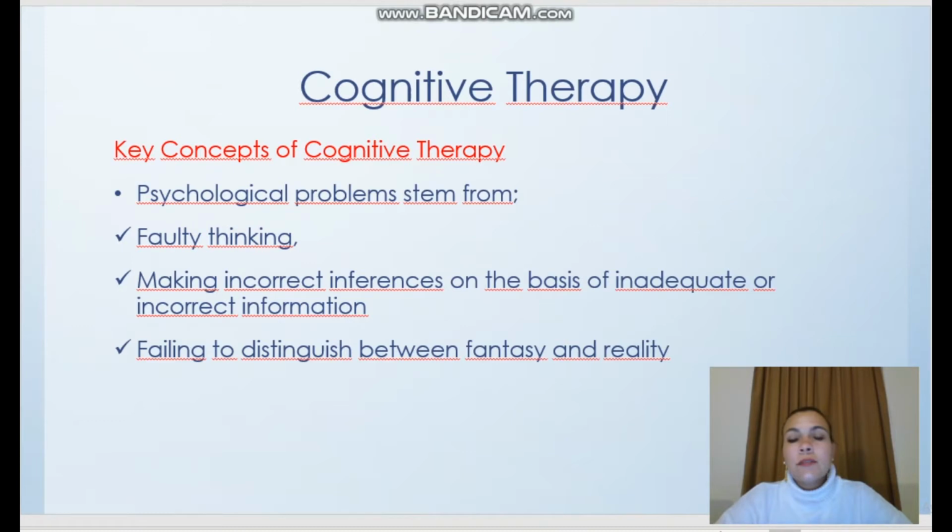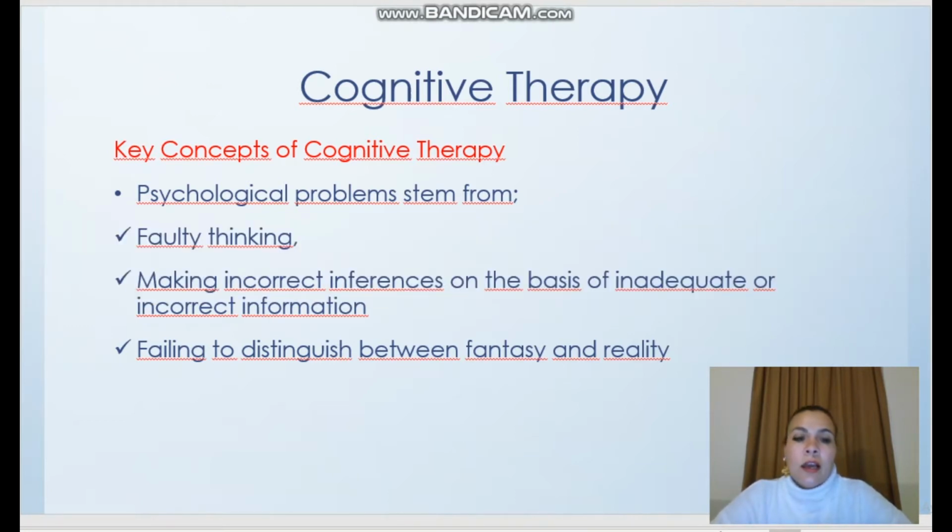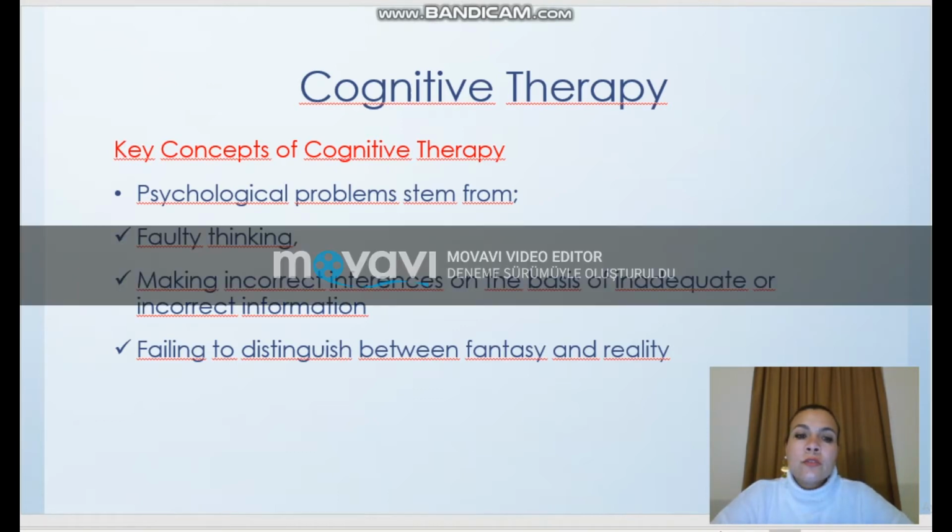And another therapeutic technique under the CBT umbrella is cognitive therapy. According to cognitive therapy, psychological problems stem from faulty thinking and actually from making incorrect inferences on the basis of inadequate or incorrect information, and also as a result of failing to distinguish between fantasy and reality.